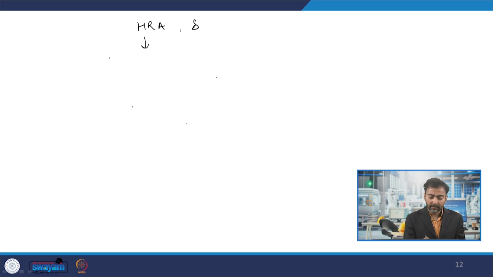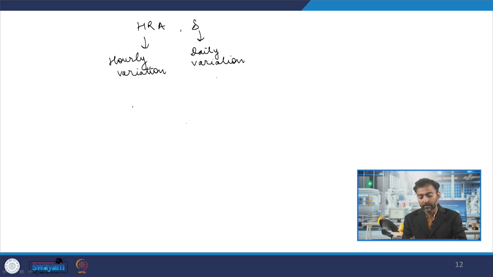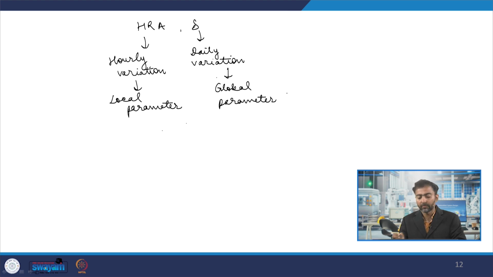This HRA angle has an hourly variation. Every hour the value changes and every day it changes. So there is an hourly variation, and that variation repeats over and over again every day. Whereas delta has a daily variation. On a given day, delta will have one value, next day it will have another value, and so on and so forth. Also, HRA is a local parameter. So at a given location, the value will be different. At some other location, the value would be different. Whereas delta is a global parameter. That means for all the locations on planet Earth, on a given day, the value would be the same for delta. So basically these two are the very critical parameters.